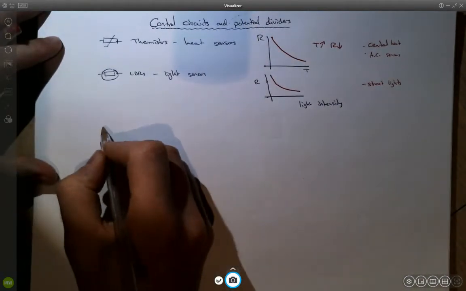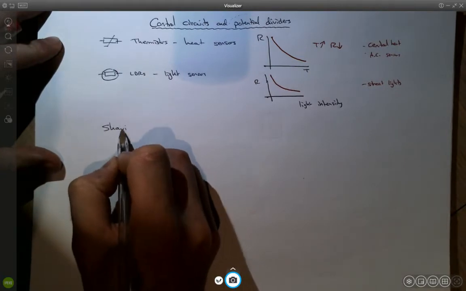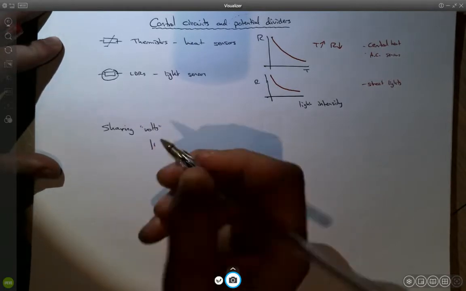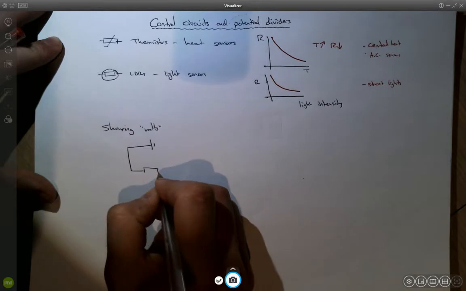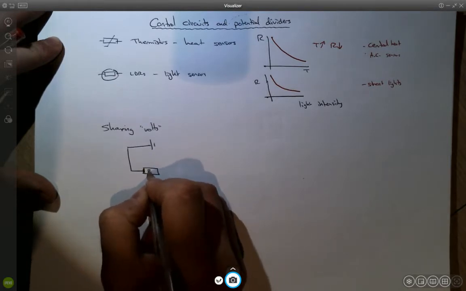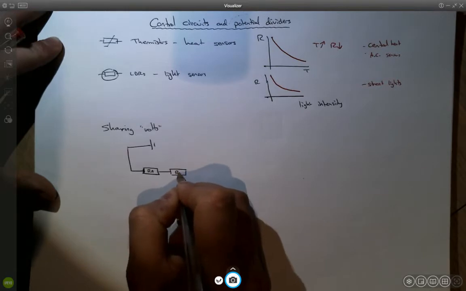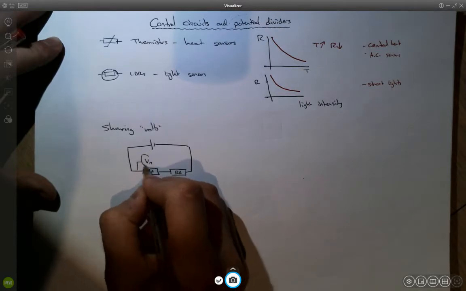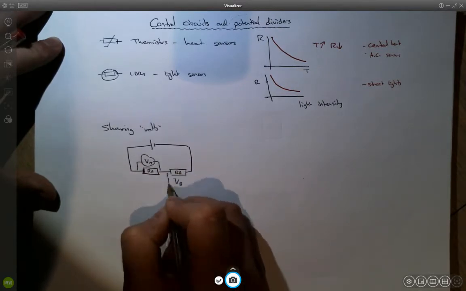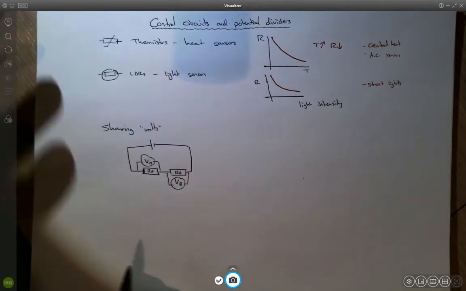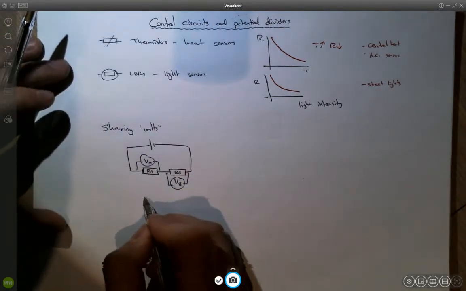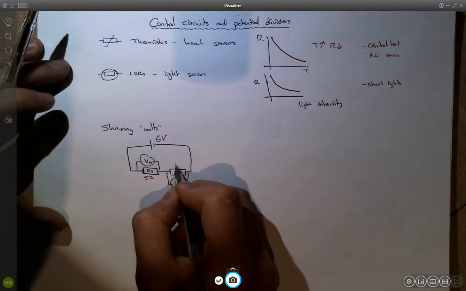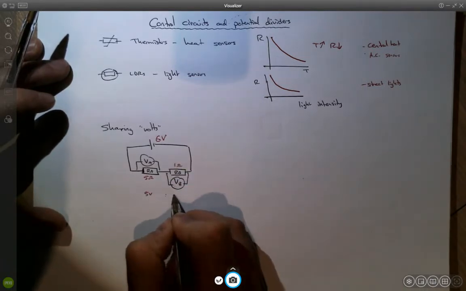All potential dividers are ways of sharing the potential, or sharing the volts. So we have a battery. We have two things in a circuit. We'll call this resistor A and this one resistor B. What's going to happen to the potential difference? There will be some potential difference across here, and then some across here. And we know that it's just a simple ratio. So if the cell was 6 volts, and this was 5 ohms and this was 1 ohm, then this would have 5 volts, and this would have 1 volt.